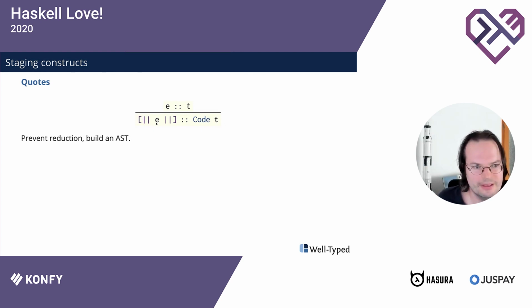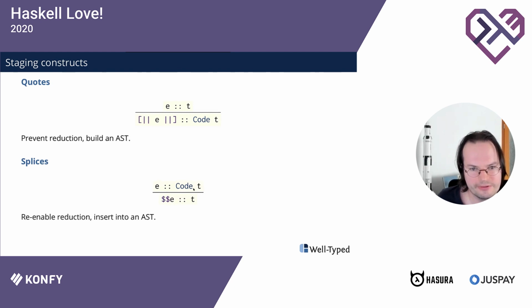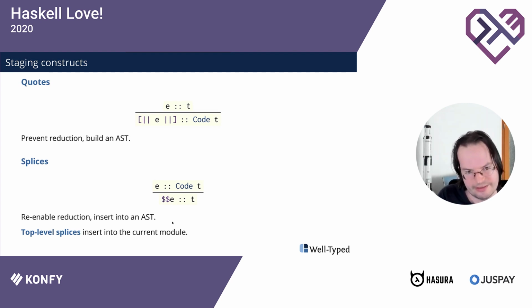And then there is some form of anti-quotation, which is called splicing, which goes the other way around. So if we have a piece of code, we can splice it typically into a quote. And the idea is that that re-enables reductions and inserts this piece of code that we have at that point into the AST that we're building. And the special case of this is that if a splice does not occur inside another quote, but on the top level, then it inserts the expression AST we're building directly into the current module, so we can have a generated expression accessible for use in the current module that we're just writing.